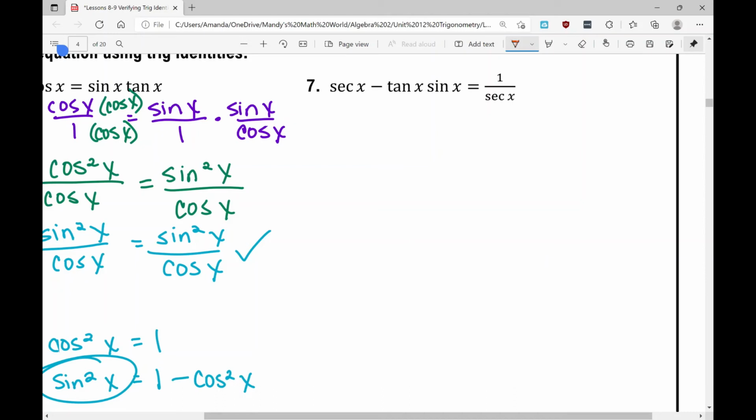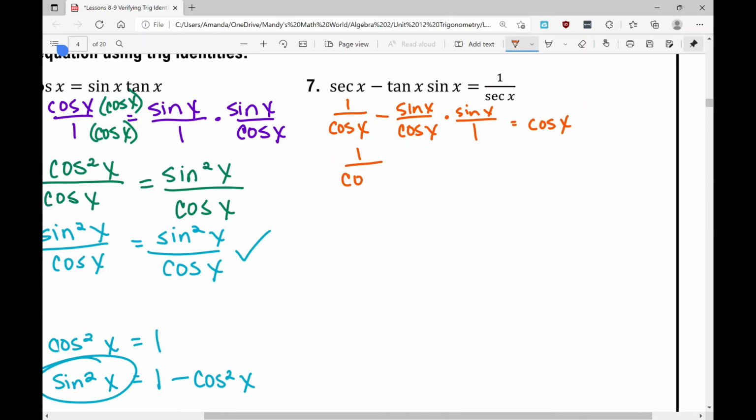All right, secant x. I know that that's the reciprocal of cosine, so I'm going to rewrite it as 1 over cosine minus tangent x. I can rewrite that as sine x over cosine x, times sine x, which is sine x over 1, equals 1 over secant x. How could I write that in terms of sine or cosine? 1 over secant x is the reciprocal of cosine x, so I'm just going to rewrite it as cosine x.